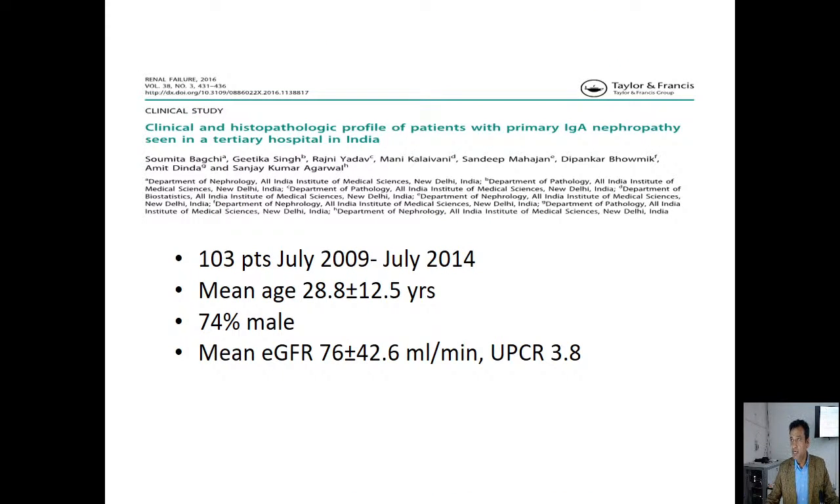So in this context, a study was conducted in our center, which was published in 2016, where we looked at a 5-year cohort of our patients of around 103 patients. The mean age again was lower, it was 28.8. Again, around 74% were males, and the mean estimated GFR was 76, as opposed to much lower in the PGI and the CMC cohort. But the urine protein creatinine ratio was 3.8, frankly nephrotic range.